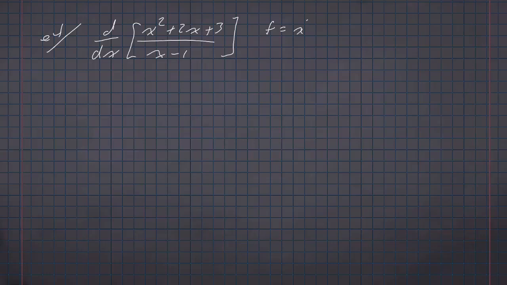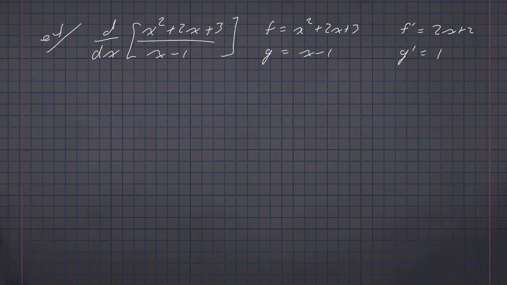Let's take a look here at the derivative of x squared plus 2x plus 3 over x minus 1. Right, this time, this fraction will not reduce. There's nothing we could do to save ourselves some effort. This is just going to be annoying. But we decide that f, our numerator, is x squared plus 2x plus 3. G, our denominator, is x minus 1. F prime will be 2x plus 2. G prime will be 1.